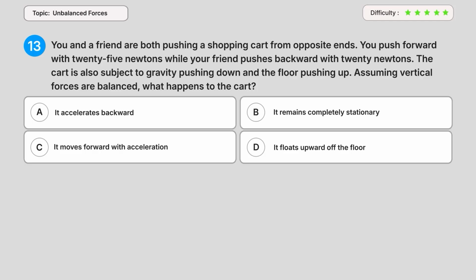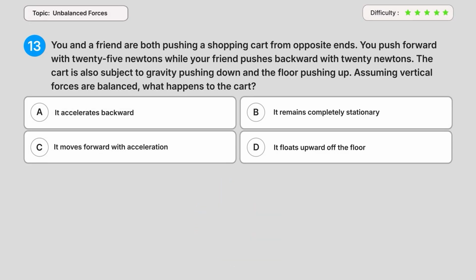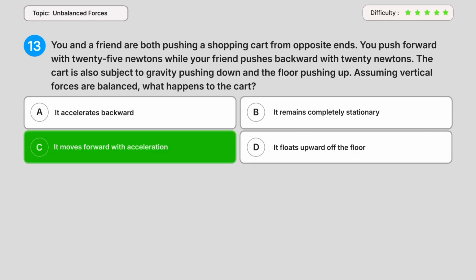A. It accelerates backward. B. It remains completely stationary. C. It moves forward with acceleration. D. It floats upward off the floor. What do you think is the answer? Correct answer: C. It moves forward with acceleration.